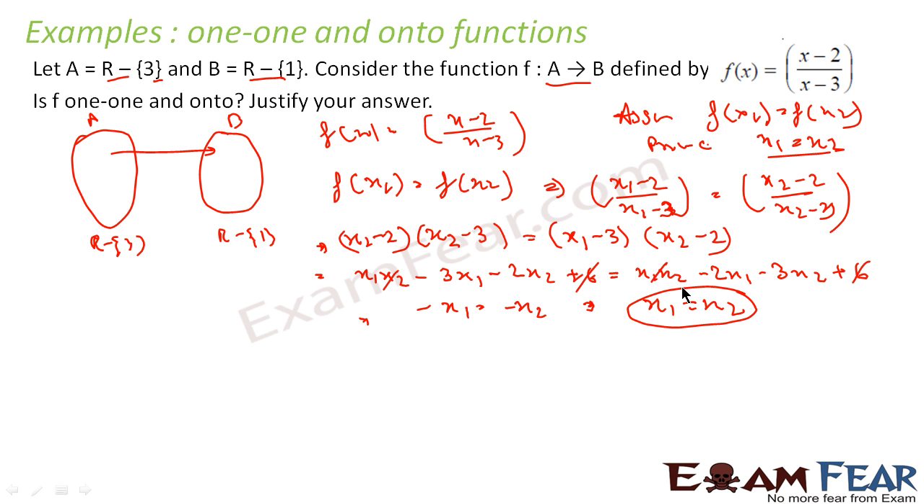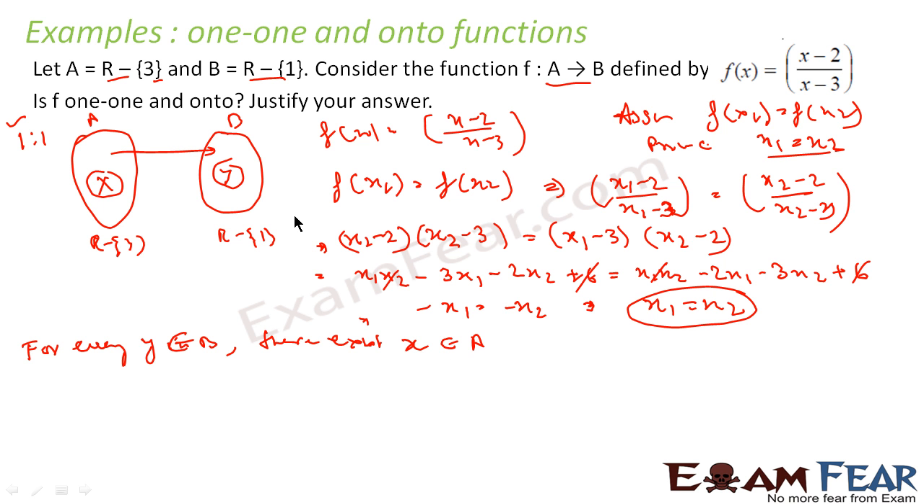Why? We assume f of x1 is equal to f of x2, and then we prove that x1 is equal to x2. So it is one-one. That is done. Next is onto or not. For onto we said that for every y in B, for every y that is a member of B, there exists x that is a member of A. Correct?